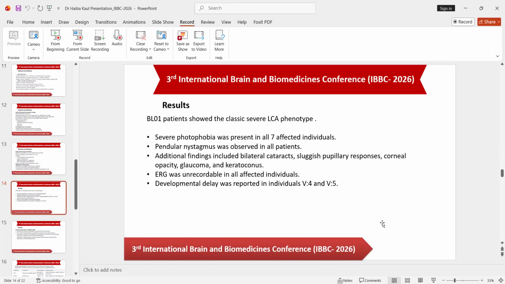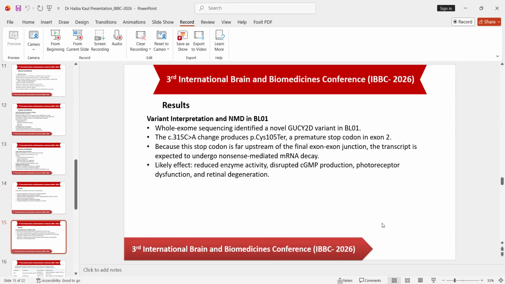So these patients show classical symptoms of LCA. This family, as I told you before, we couldn't diagnose using traditional clinical methods and genetic analysis. After whole exome sequencing, we were able to diagnose this family. Severe photophobia was a hallmark of this disease in all the members. Some patients had cataract, some had glaucoma. Pendular nystagmus was present. However, ERG was unrecordable in all the affected individuals.